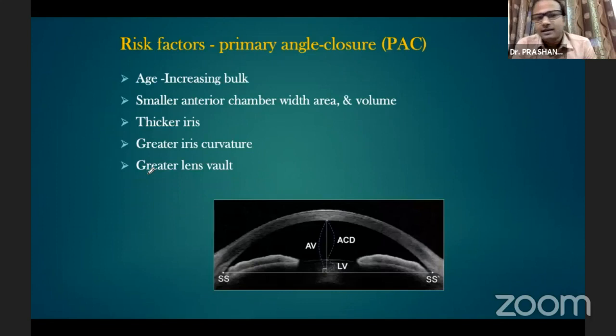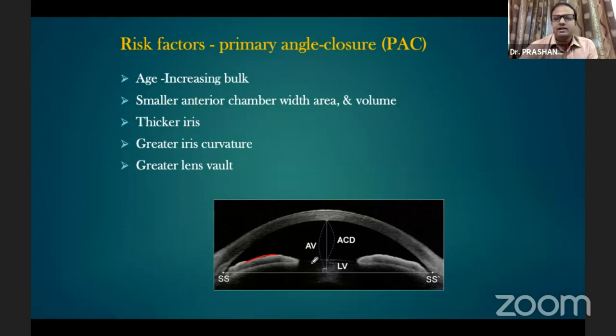Now, again, understanding the risk factors of primary angle closure. What are the risk factors actually causing the angle closure? In most of the cases, the lens bulk, which is increasing in size with the age of the patient, is occupying a large volume inside the eye. So that is a major cause in most of the cases. Other factors are a shallow anterior chamber with reduced area and volume, a thicker iris, anterior contour or convexity or curvature of the iris, and a high lens vault.